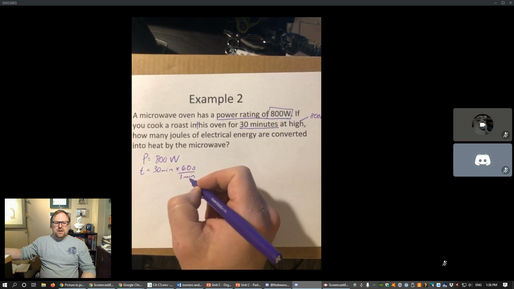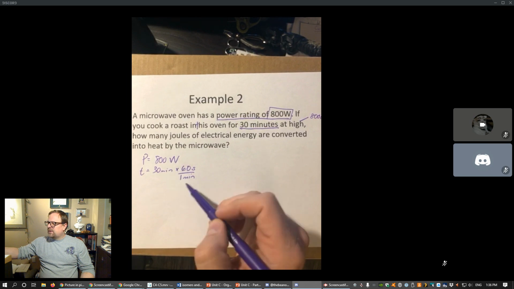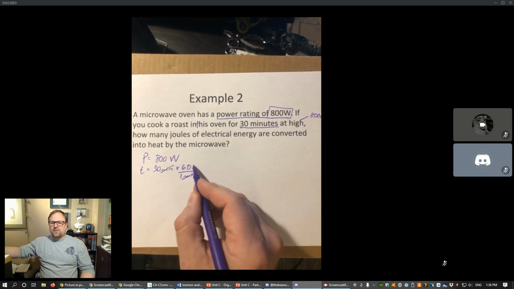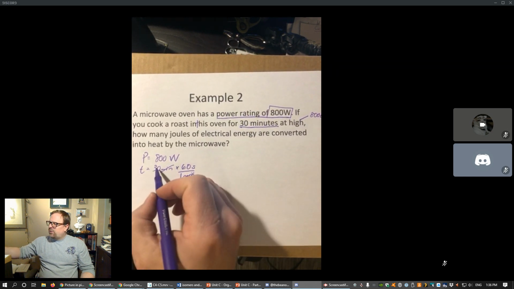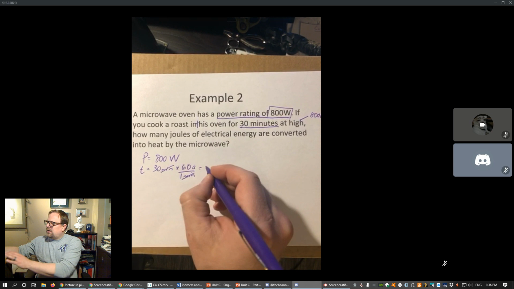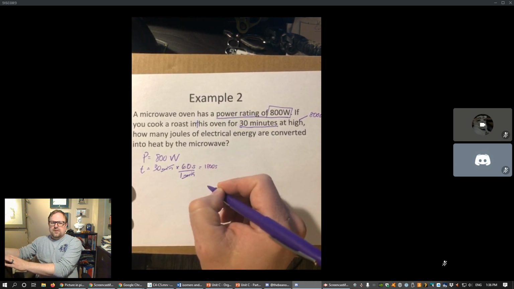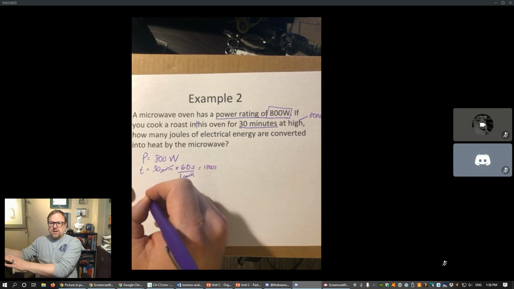60 seconds in 1 minute. So then that means over here that if I have minutes on top and minutes on bottom, those minutes cancel out, and the unit of time measurement that we're left with is seconds. And so 30 times 60 is 1,800 seconds. So then we go back to our formula to sort out how that is.